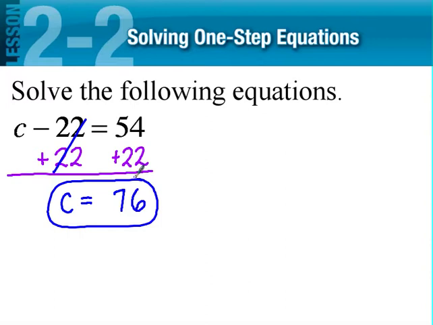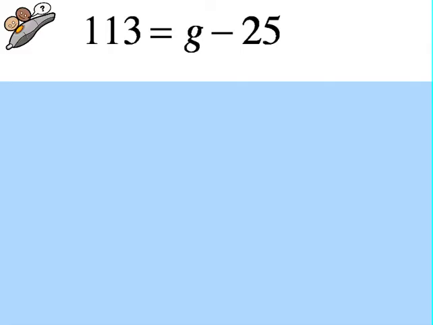Okay, pretty basic. So what I want you to do is go ahead and solve this one. 113 equals g minus 25. When you get your answer, I want you to type it into the expressions.